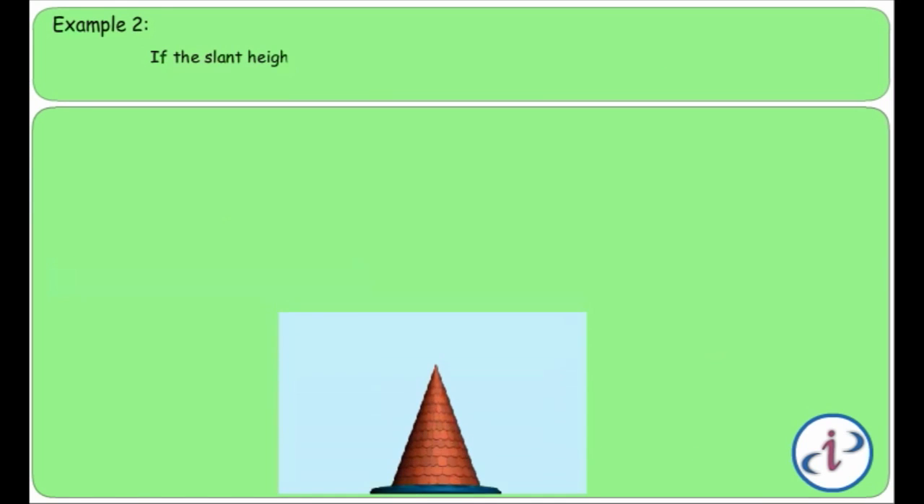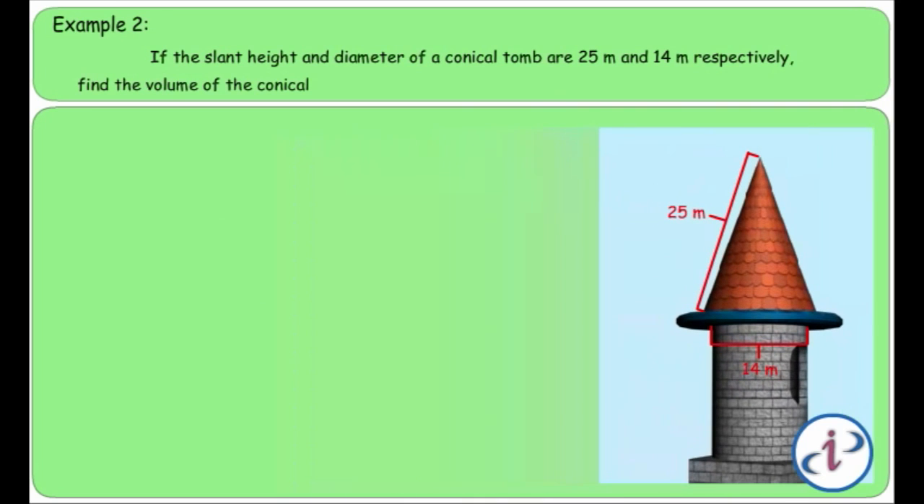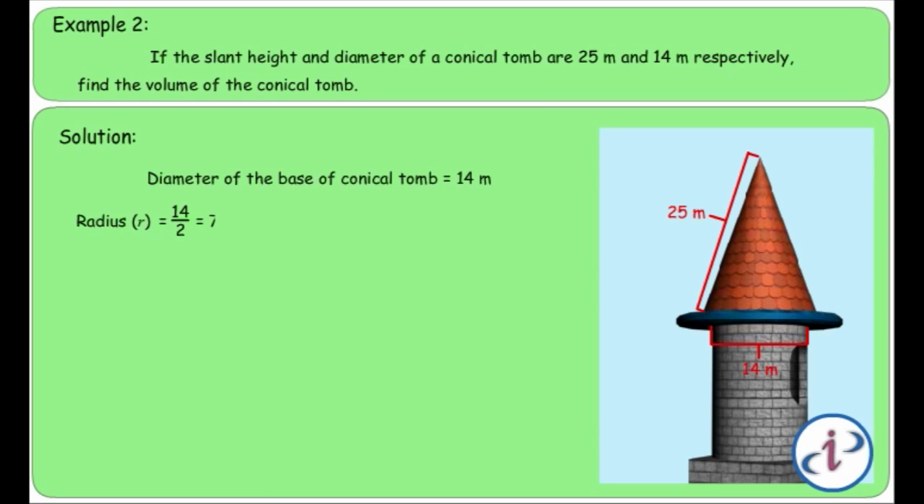Example 2. If the slant height and diameter of a conical tomb are 25 meters and 14 meters respectively, find the volume of the conical tomb. Solution. Given that diameter of the base of the conical tomb is equal to 14 meters, radius is equal to 14 by 2, which is equal to 7 meters. Slant height is equal to 25 meters.